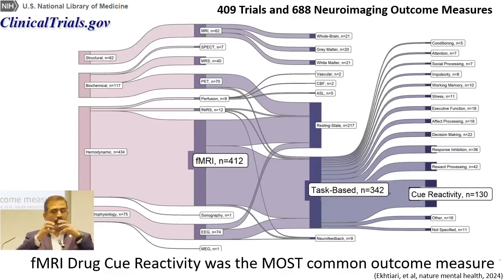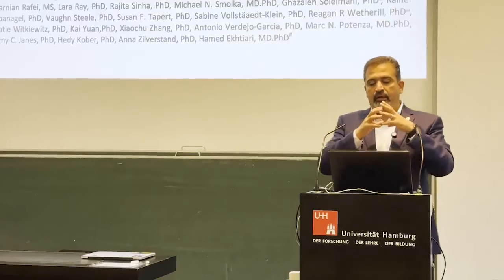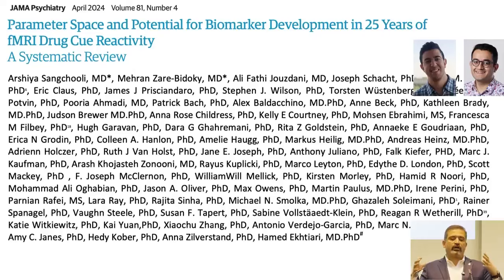So this is the most frequent, but there are other ways of activating brain circuits that are related to addiction. There are other tasks that are being used. We have done a recent systematic review on all studies that did fMRI drug cue reactivity with a large group of colleagues, 2 brilliant postdocs in my lab, Mehran and Arshia, and also many colleagues, including Falk, Patrick, Antonio, Sabine, and all those other colleagues that have been contributing to that large effort.